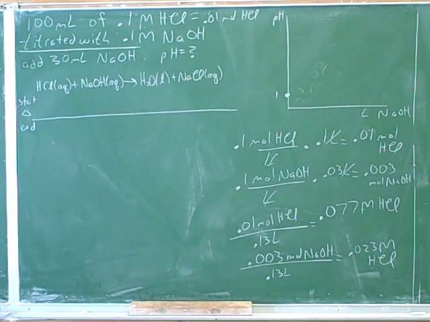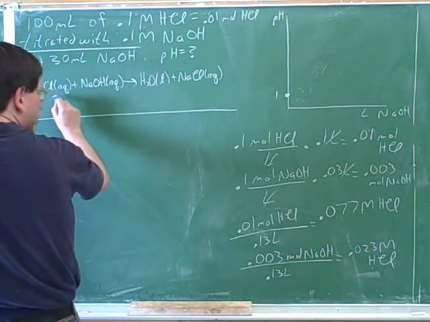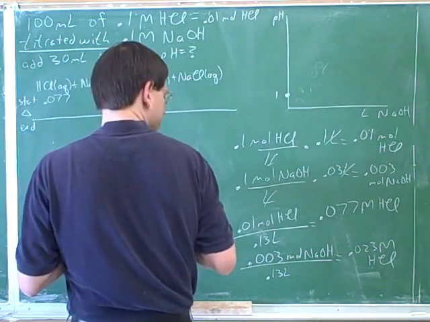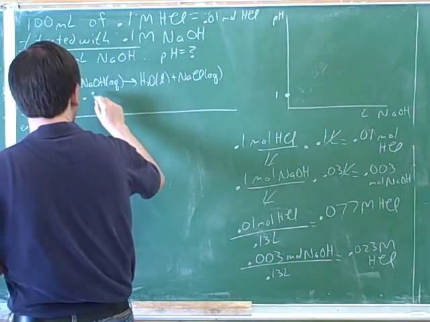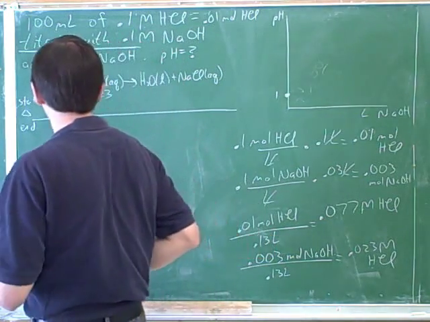What did you get for those molarities? 0.077. Yeah. Okay. So the starting amount of hydrochloric is 0.077, and the starting amount of the sodium hydroxide is 0.023.